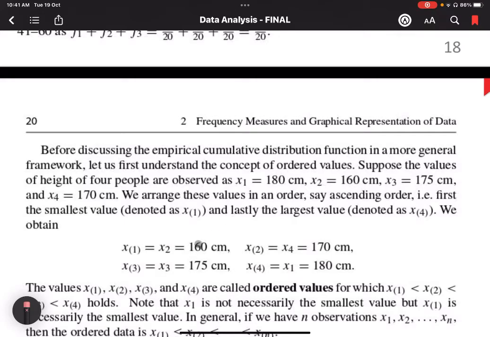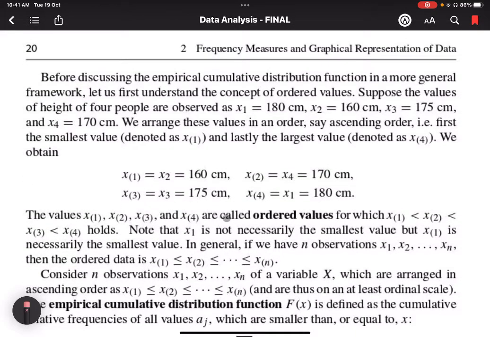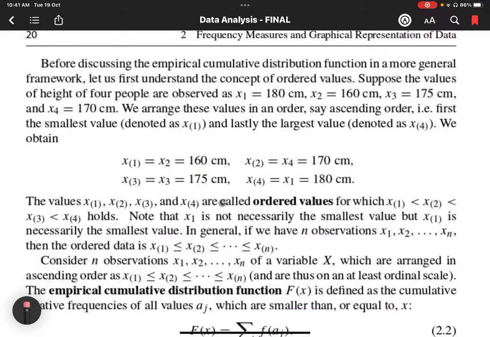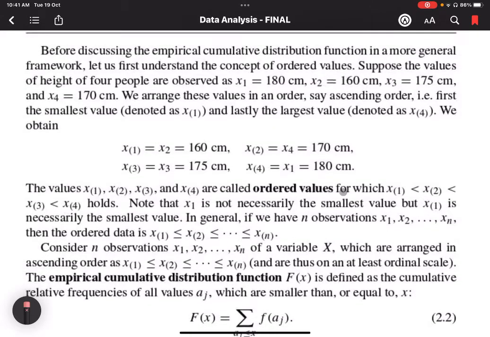So ano yung sinasabi nating ordered? Ano yung pwede nating i-order? Ano yung variable na yon? Yung pwedeng i-order are the quantitative variables, either discrete or continuous variables. Yan ang pwede nating i-order. So ang tawag dito kay x1 hanggang x4, they are called ordered values.